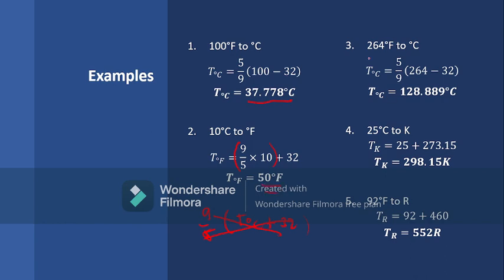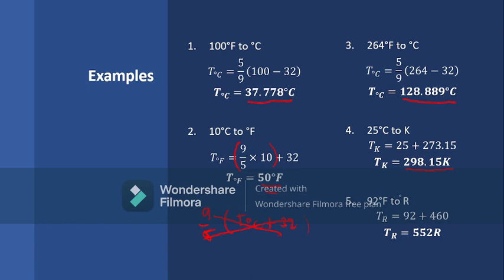Then again, 264 degrees Fahrenheit to degrees Celsius. So, using the formula na nandun sa from the previous slide, we will have 128.889 degrees Celsius. Then, convert 25 degrees Celsius to Kelvin. So, just add 25 and 273.15. So, we will have 298.15 Kelvin. There's no degrees in Kelvin. Just go with the K. Or, if ever, R. Wag kayo maglalagay ng degrees.